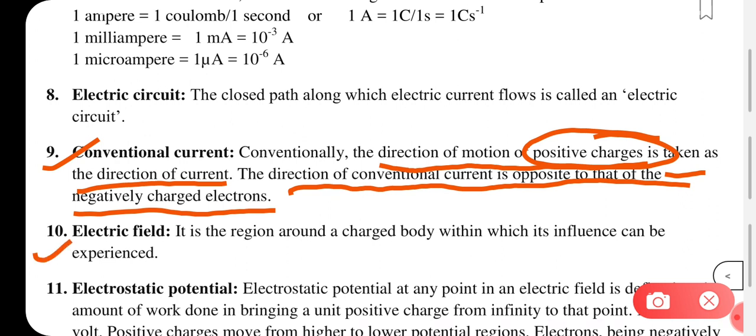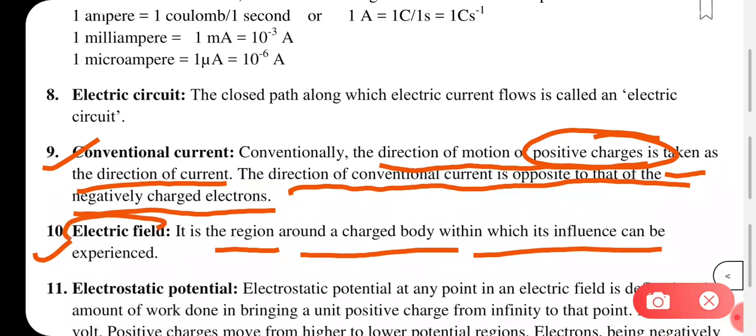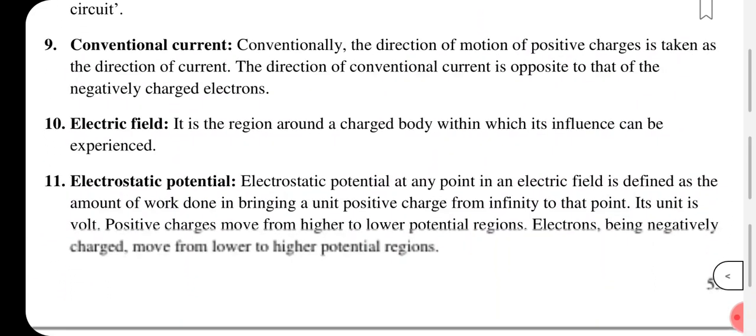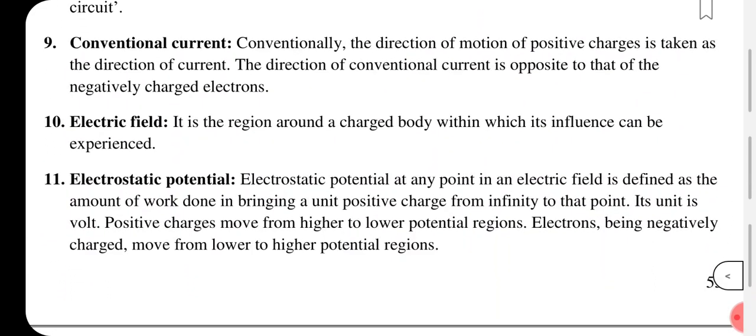Next is about electric field. Electric field is the region around a charged body within which its influence can be experienced. It means, what is electric field? It is the field of electricity. Whatever region the effect of the electric current can be felt, or its influence can be experienced, we call that the electric field.